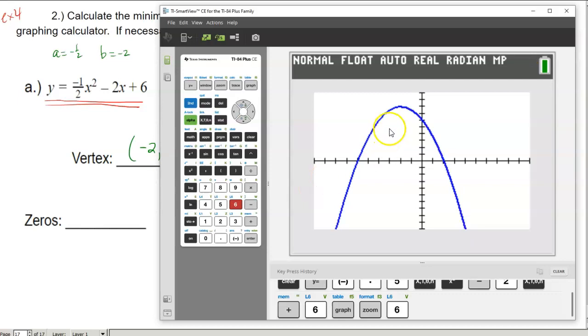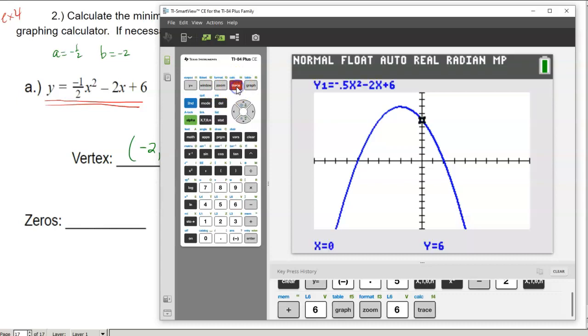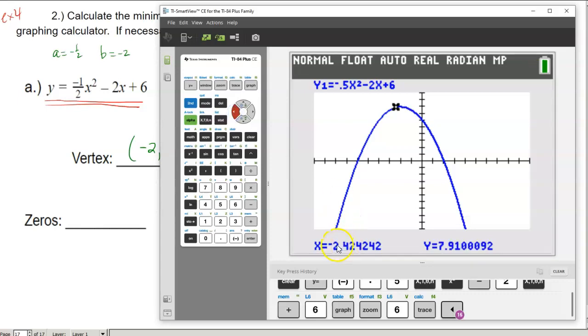But what we want to do here is figure out the vertex. The vertex is up here. So we could do that in a lot of ways. First of all, we could trace this function. This is something that you should know how to do. If you click on trace and you just use your left and right buttons, you can basically go around this curve and trace it, and you can see your x and y values right there.